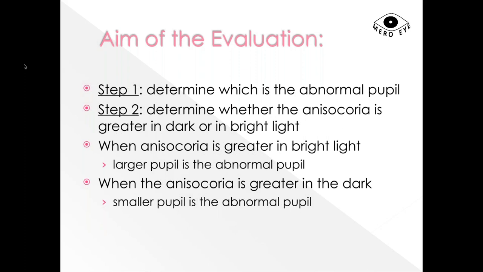and we'll work up and look for the other signs related to that. Now let's say the anisocoria was greater in dark light. In dark light, the pupil should be able to dilate. But if it's not dilating, if it's becoming smaller, that means the smaller pupil is abnormal. So we'll think about the differential diagnosis and the causes of a small pupil, and work up for them. So the first step is to determine the abnormal pupil by looking at whether the anisocoria is greater in bright light or dim light.